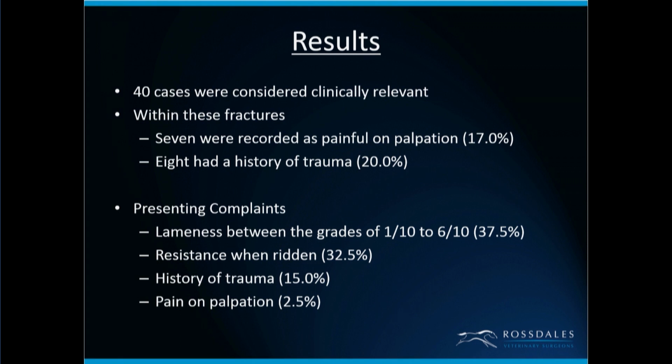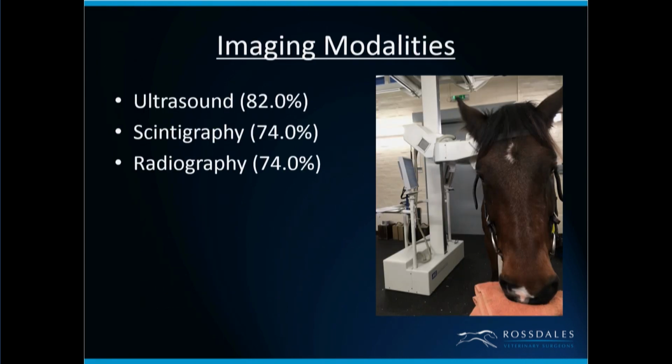The different presenting complaints when we looked at all of these cases were lameness, in some of the horses between grades of 1/10 to 6/10 lame, resistance when riding in 32.5% of the cases, and history of trauma in some of them. In one case, I think, pain on palpation was the only presenting sign. For imaging modalities, ultrasound was used in 82% of the cases, and both scintigraphy and radiography were used in 74% of the cases.